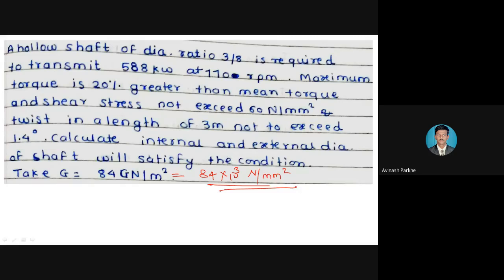First of all, calculate the value of T mean. Calculate the value of T max. Immediately represent your answer in the chat box. Then by using the shear stress, find out the diameters, DO and DI. Same procedure: P is equal to 2 pi N T upon 60, you will get the T mean. Then T max by multiplying 1.2, because the multiplying factor is 20% greater. Means T max is equal to 120 divided by 100 into T mean, so you will get the factor as 1.2. Do the calculations immediately and tell me the answers.